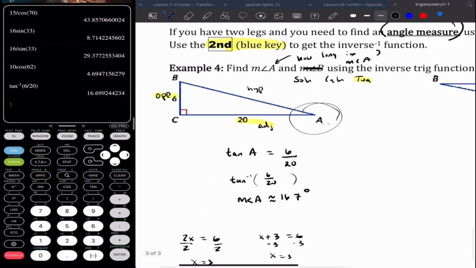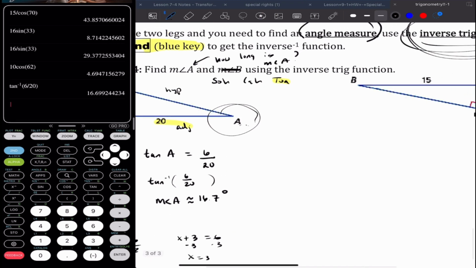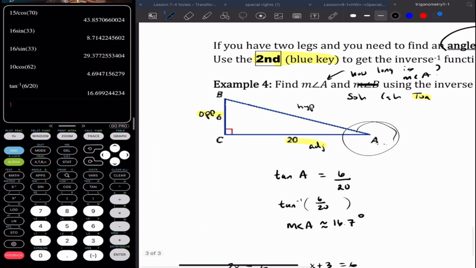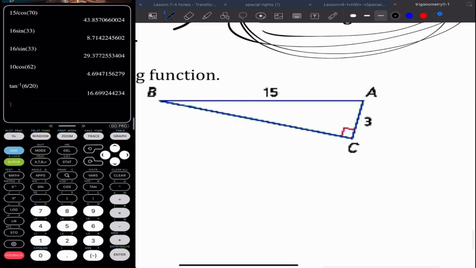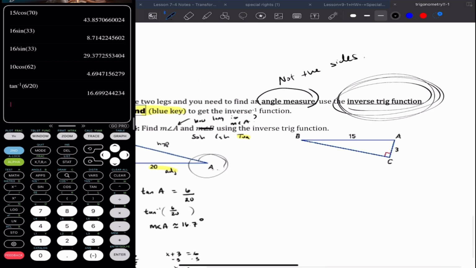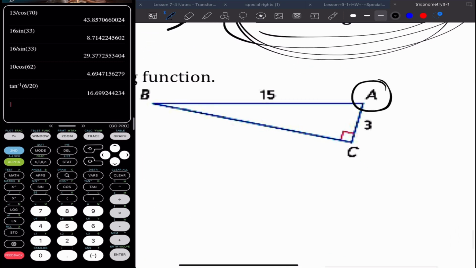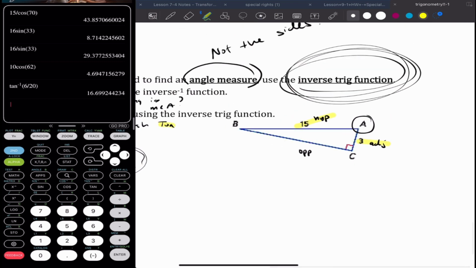Okay, let's do another example. We're going to use a different example here. I'm not going to find the measure of angle B. I want to save some time, and I just want to get to the point. So, let's look at this. We're going to find measure angle A here, and angle A is my angle of reference. This is opposite, this is hypotenuse, this is adjacent. Note that my hypotenuse and my adjacent are the given information that I have on paper originally. So I have adjacent over hypotenuse.